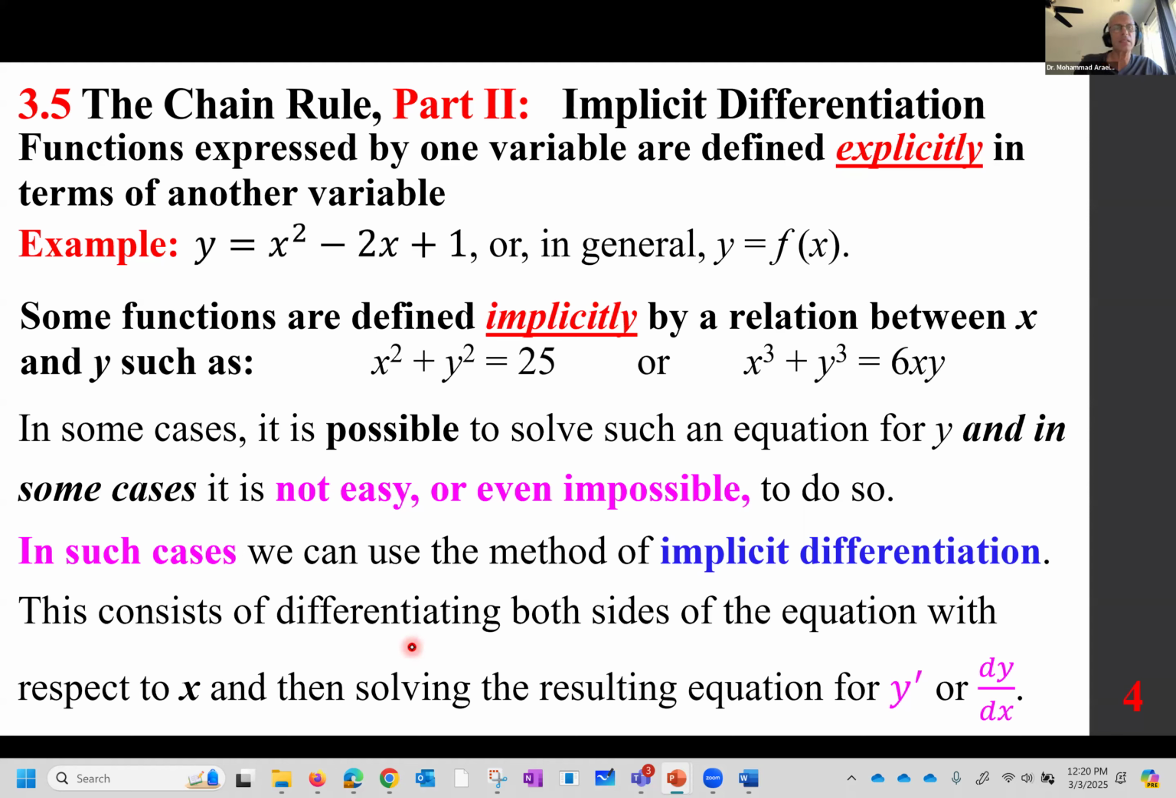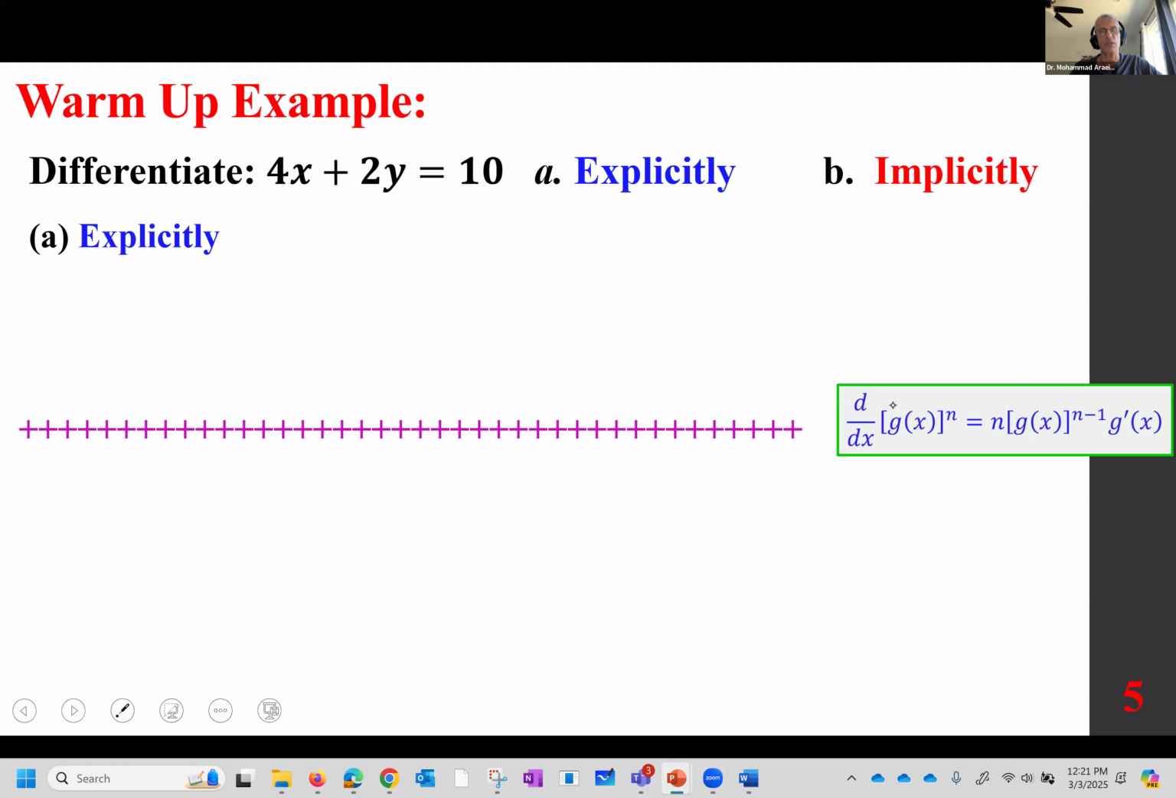So basically, you either have an explicit format you are familiar with or you don't, in which case x and y are intertwined. In some cases, you can solve for y. In some cases, it's difficult or impossible. So we use implicit differentiation. Here's the simplest example to get us started: 4x plus 2y equals 10.